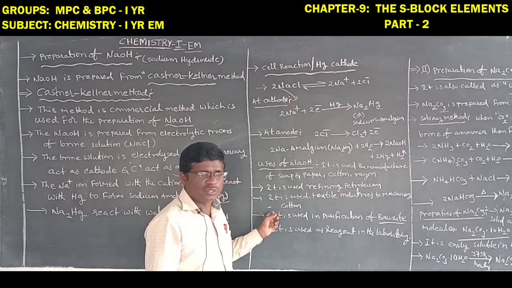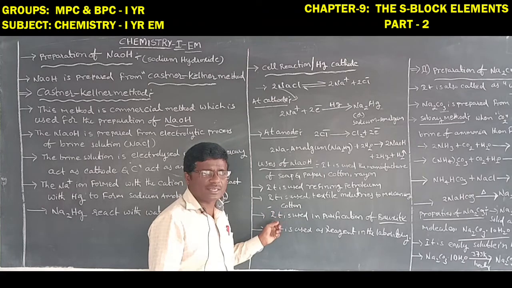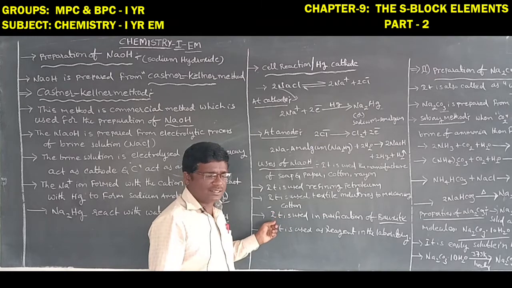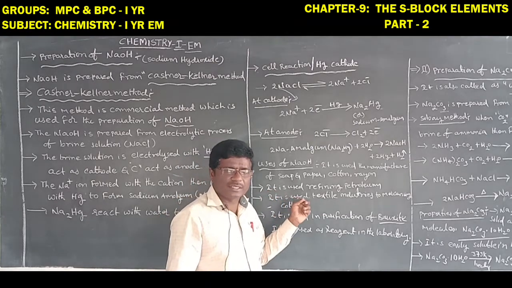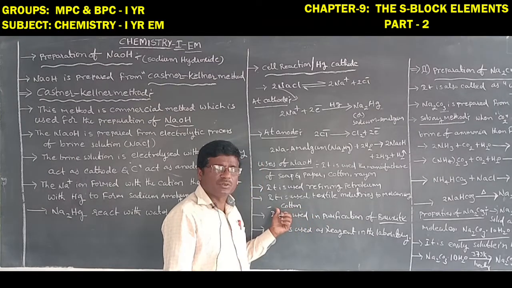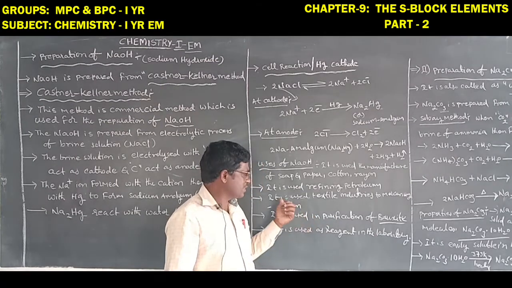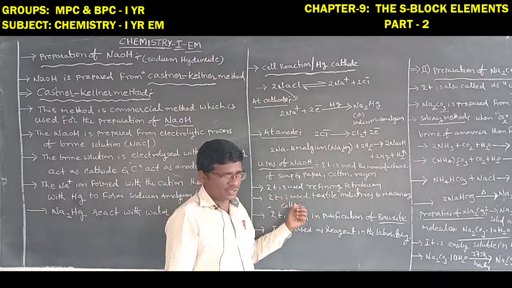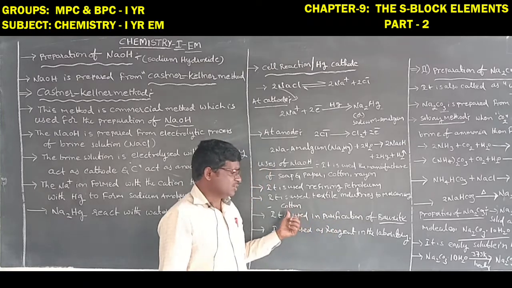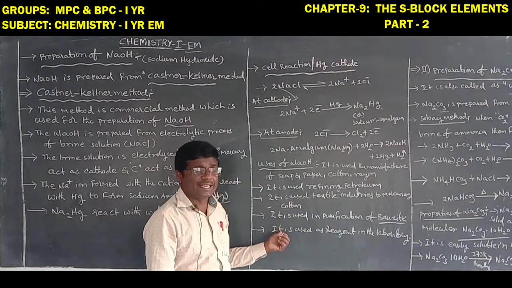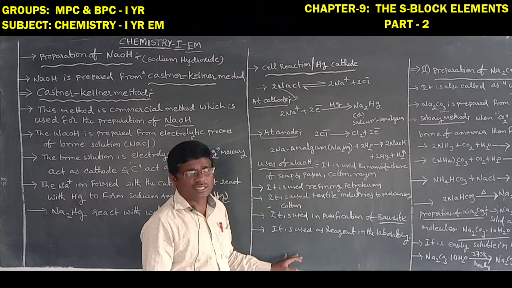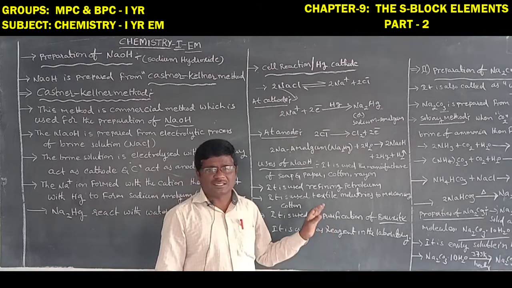Once again, sodium hydroxide is used for the manufacture of soap, paper, rayon and cotton. It is used for the refining of petroleum and for the purification of bauxite. Sodium hydroxide, caustic soda, is used in the textile industry for mercerizing cotton, and as a reagent in the laboratory as a strong base. That is the uses of sodium hydroxide or caustic soda.